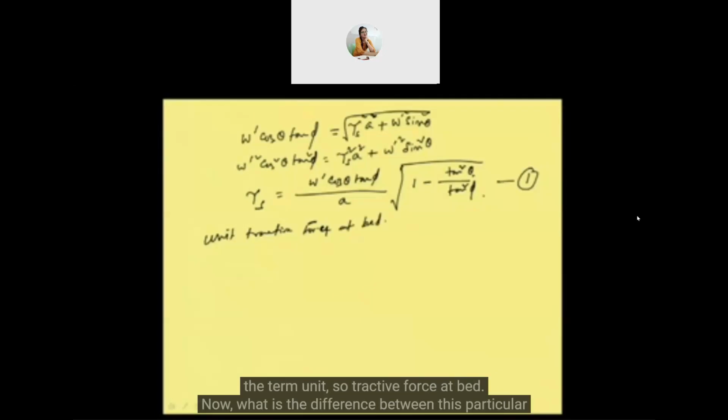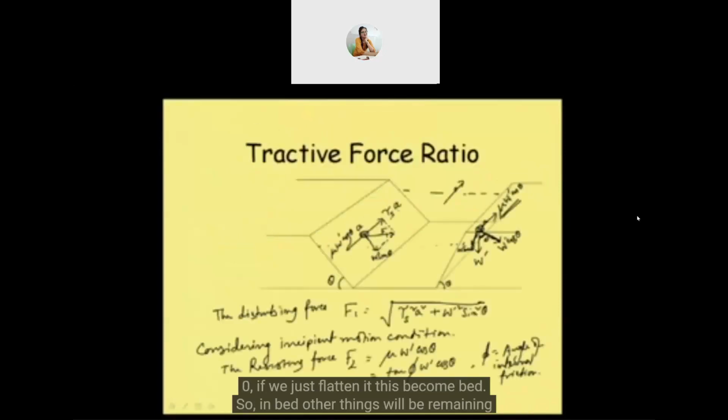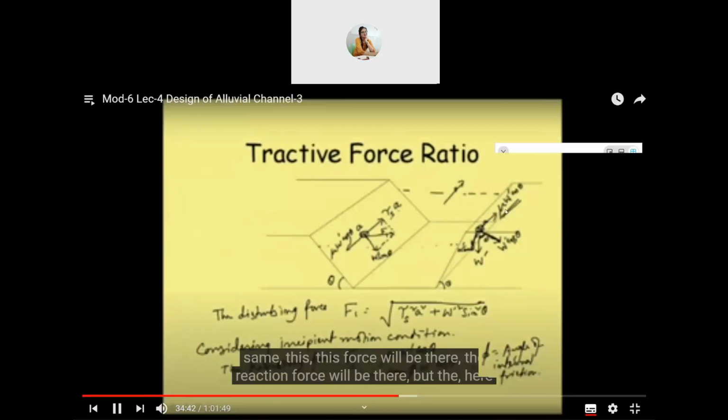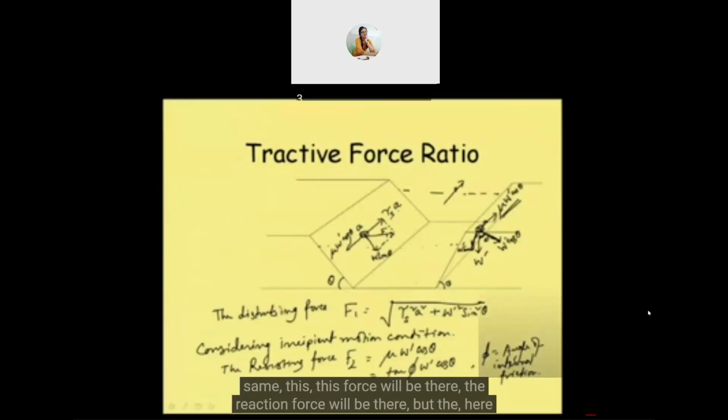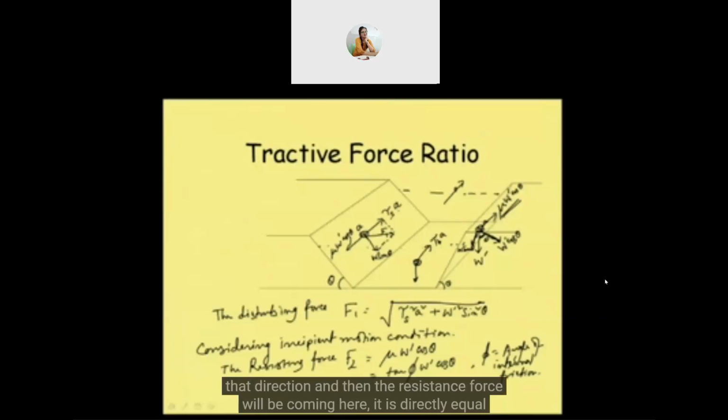Now what is the difference between this particular expression in bed and side? If we talk about bed, then our theta for the bed is becoming 0. If we just flatten it, this becomes the bed. So in bed, other things will remain the same. This force will be there, the reaction force will be there, and this is tau b into A. The weight component will be directly vertical, so there will be no component in that direction, and the resistance force is directly equal to W.